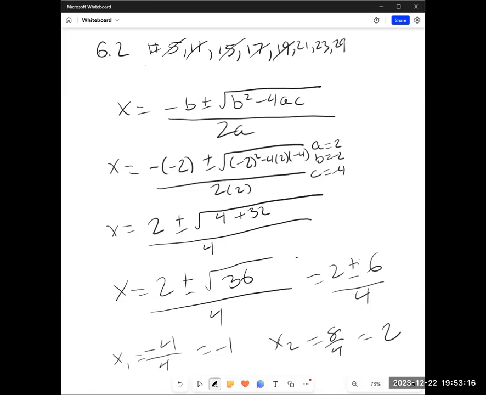I could also just say x equals this, or x equals that. It can't be both things at the same time, obviously. It's not an and statement, it's an or statement.